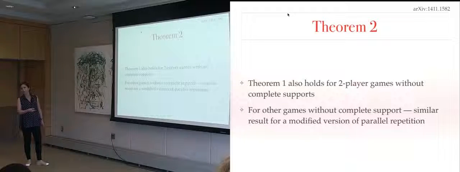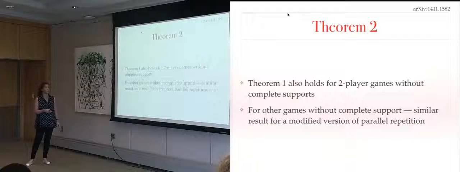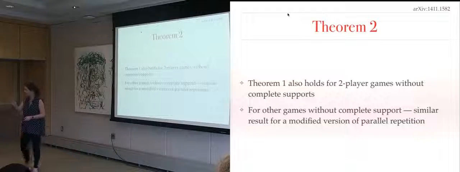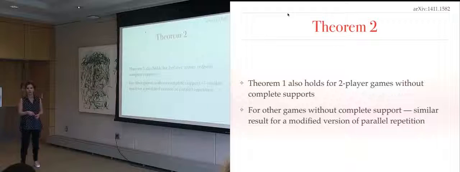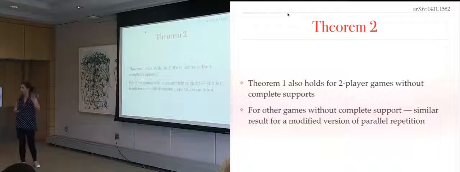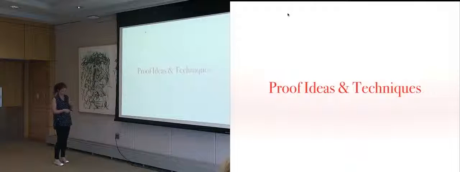Second theorem, it's just the same as the previous one. We just try to get rid of this complete support condition. So the first theorem also holds for two-player games without complete support. For two-player games, we can fix this in a sense. For more players, if you have more than 2 players, then this is not the case. You just have to do a different modification to the repetition of the game. We just add some dummy questions such that we make it complete support. But maybe less interesting for us.